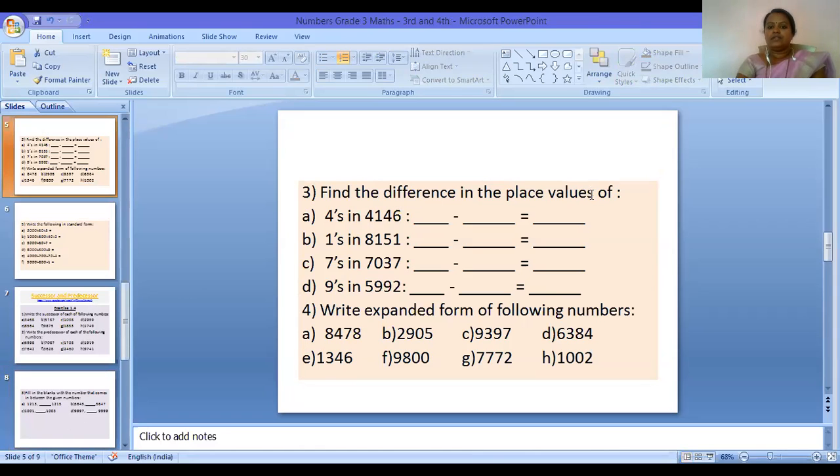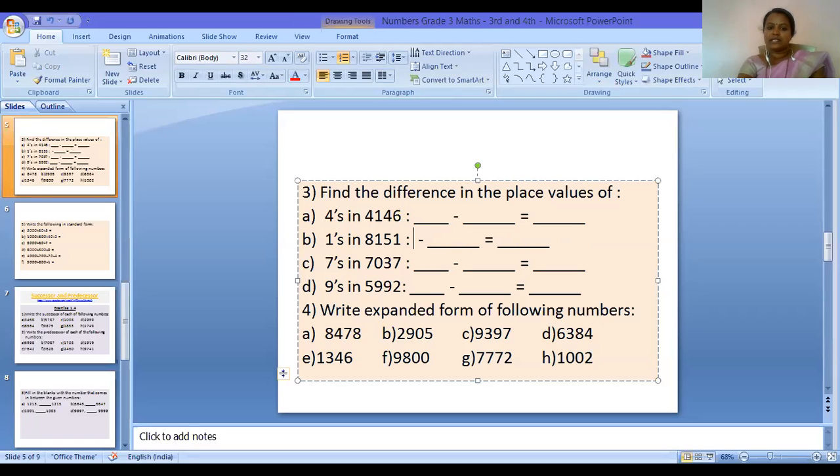Find the difference in the place values of each. Let me try with question B, ones in 8150. The first number, that is 1, what is the place value of 1 here? Yes, it is 100. Whereas the place value of 1 in the other number is in the units place, 1. So 100 minus 1, the difference you will get is 99. Similarly, I want you to solve questions A, C and D as a drill for yourself.